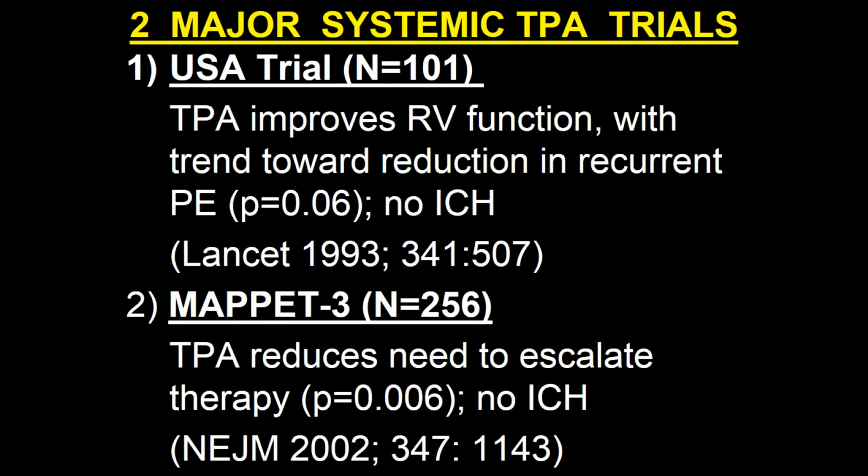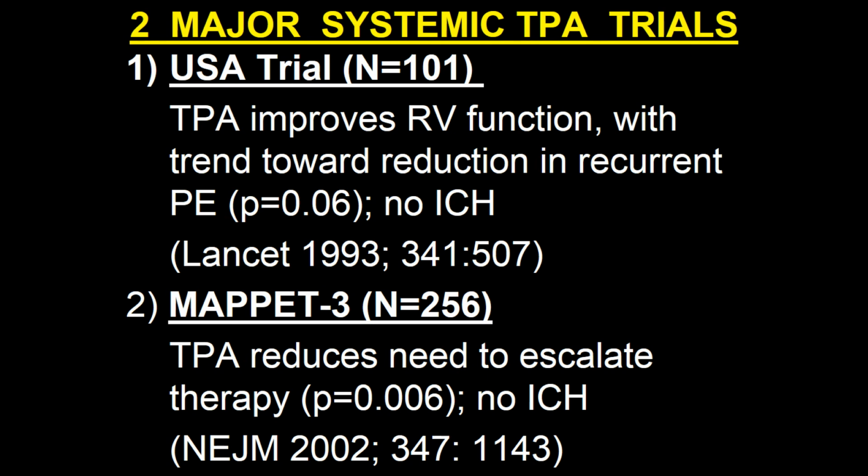Systemically administered full-dose TPA, 100 milligrams over 2 hours, got its start in 2 major trials. A trial in the United States called the USA trial, and a trial in Europe called MAPPET-3. The USA trial showed that TPA improves right ventricular function compared with anticoagulation alone, and that TPA trends toward a reduction in recurrent pulmonary embolism, and there was no case of intracranial hemorrhage.